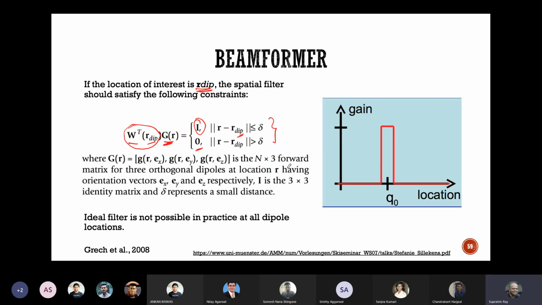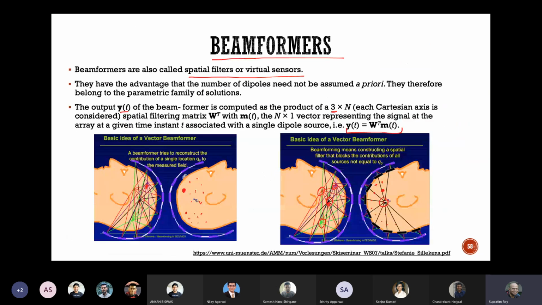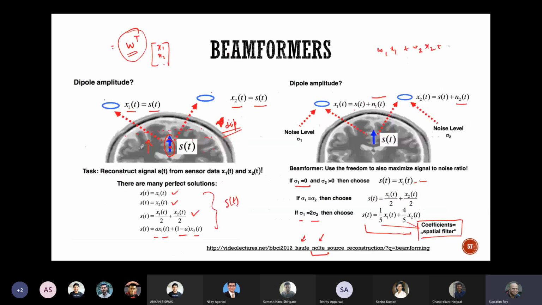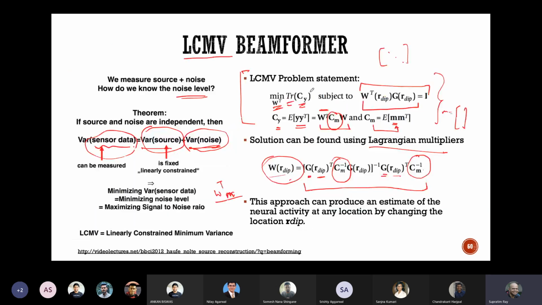Remember, that's what it's doing. It's finding a weighted average of the sensor data such that you are able to reconstruct it properly at one location, but all the contributions from all the other locations get filtered out. That constraint is put here, and the minimization of noise, this earlier idea that I was mentioning, is put here. You're minimizing the trace.